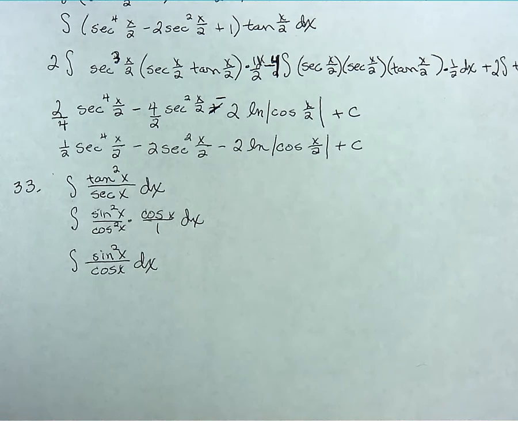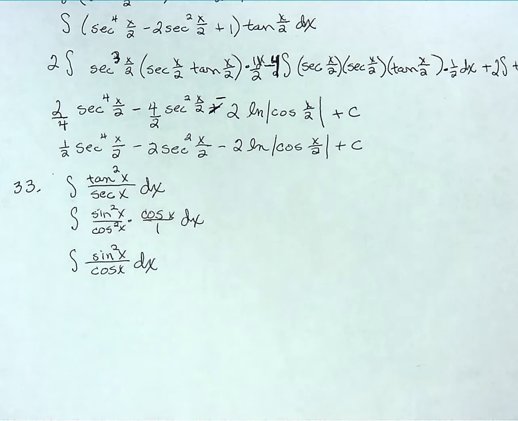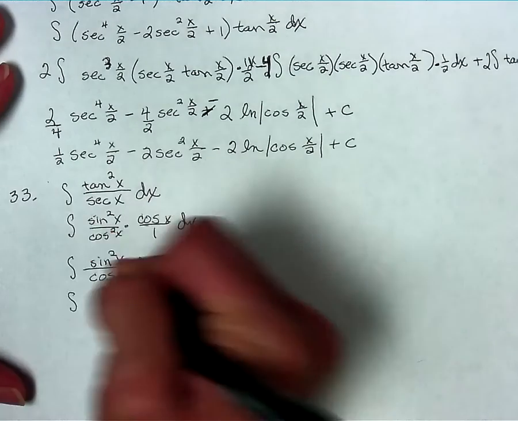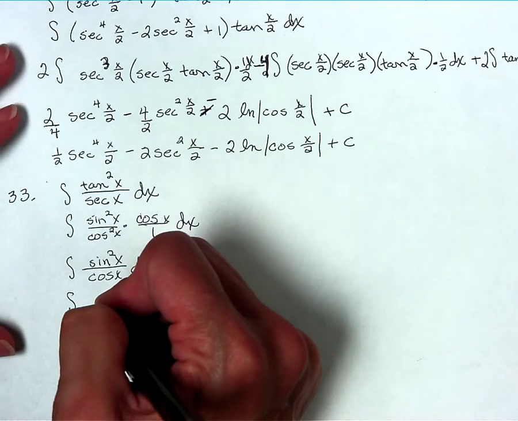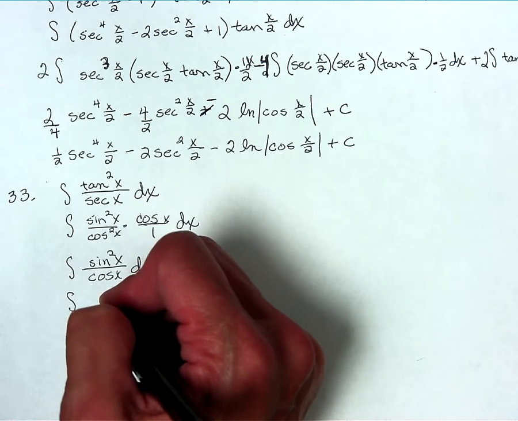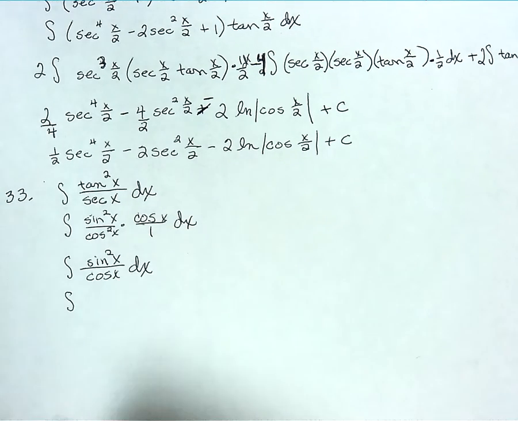Yeah, did you take sine squared and make it 1 minus cosine squared and then split it into 2 fractions? Yeah, and I think that will basically be the equivalent of what I did. Secant squared minus 1, and then make it 2 fractions. I think this is going to work.